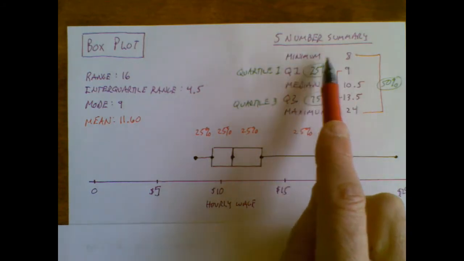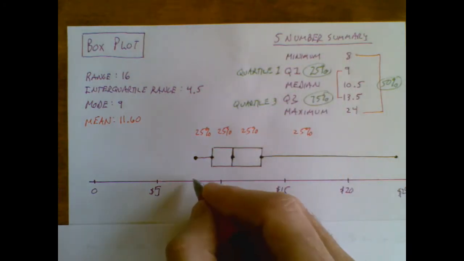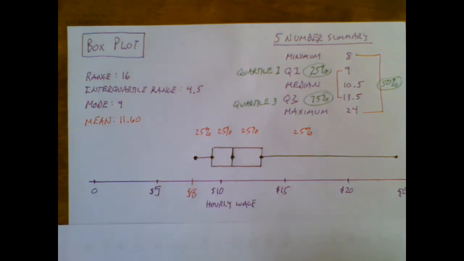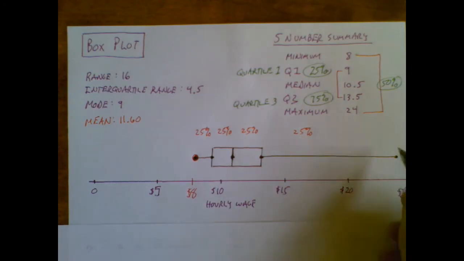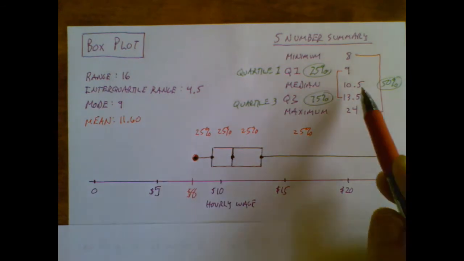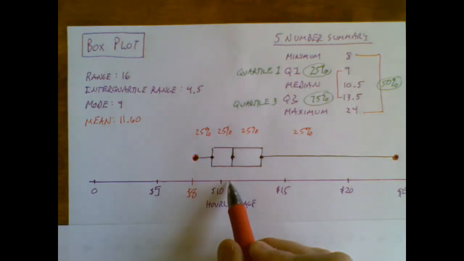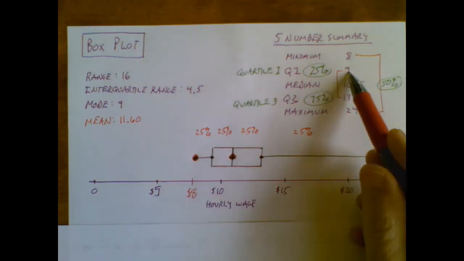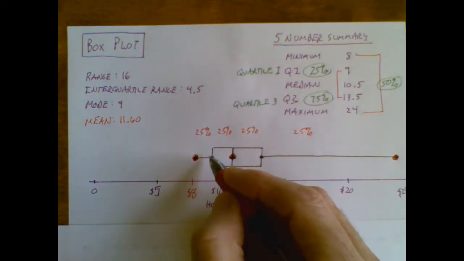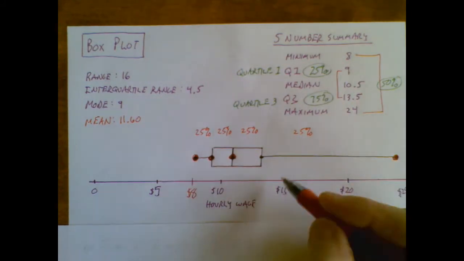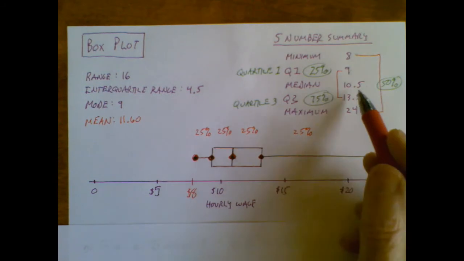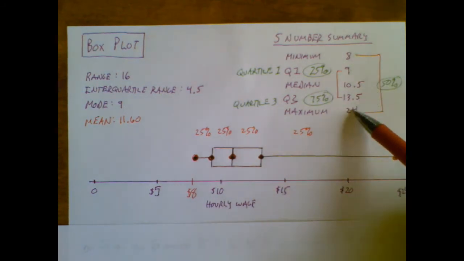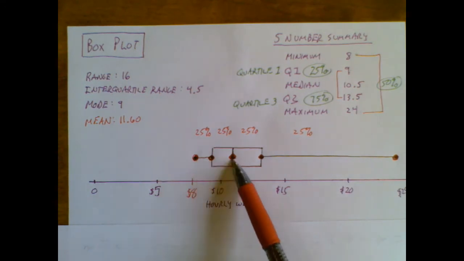The 5-number summary: the minimum wage is $8. So I would find where $8 is on this scale, and I would put down a dot. The maximum is $24, so I'd put down a dot at $24. The median is $10.50, so I kind of have to do a little bit of estimating, but there's my median. I put down a dot, and the same thing with the 2 quartiles. This is about $9. And over here is about $13.50. So every one of these 5 important numbers becomes a dot.